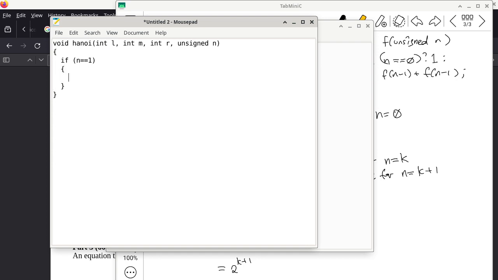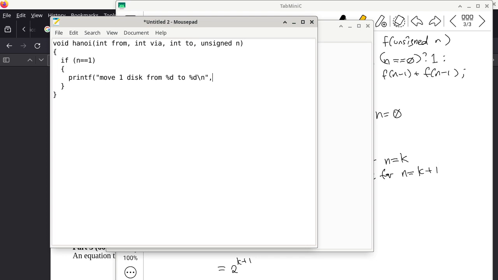Well, it's easy. Okay, I should not have named them L, M, and R. I should have named them from, via, to. So the idea is you have to start with the from pole. You want to move everything to the to pole, but you can use the via pole as a buffer. Okay. So when it is like this, we can just say printf, move one disk from %d to %d.